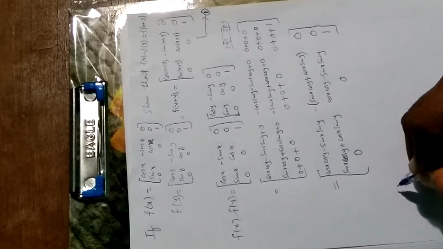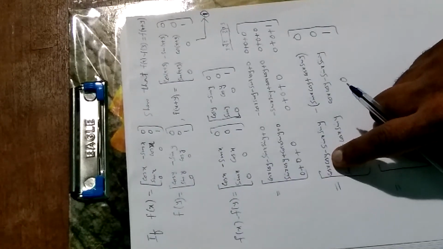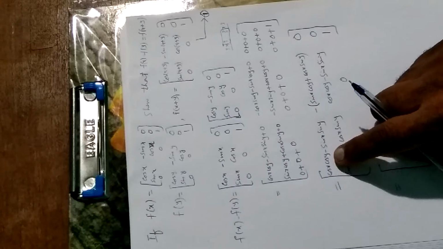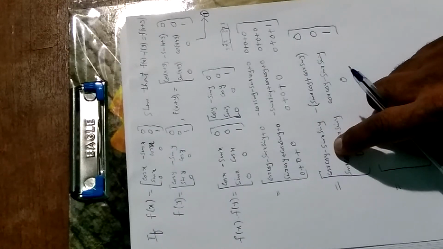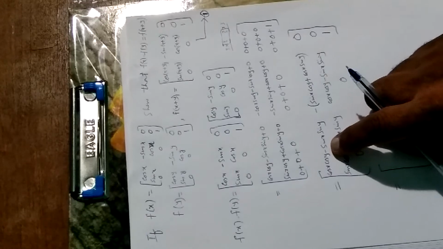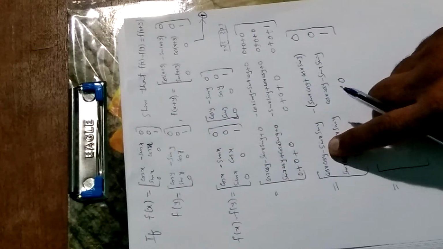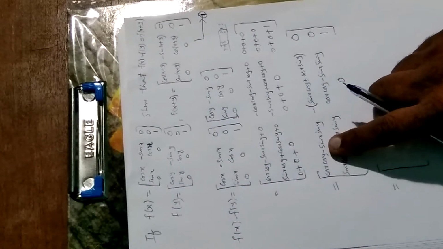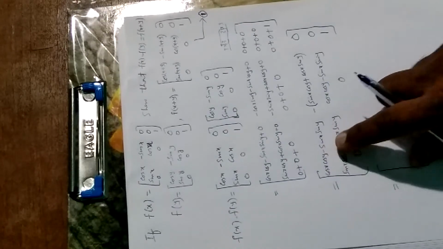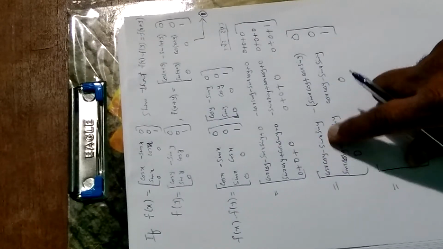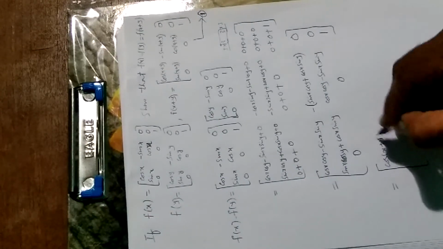If you observe carefully, this is the formula of cos x plus y. Cos x cos y minus sin x sin y. This is the formula of cos x plus y, which you have already studied in PUC first year, right? In case of cos x plus y, minus comes, and in case of cos x minus y, plus comes, right? You have to remember like this. Cos x cos y minus sin x sin y is the formula of cos x plus y.